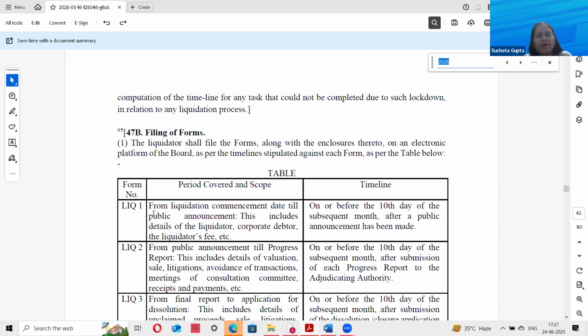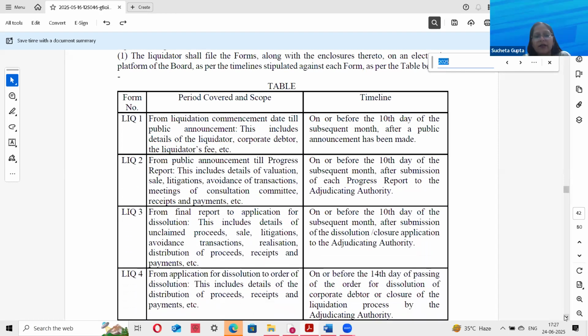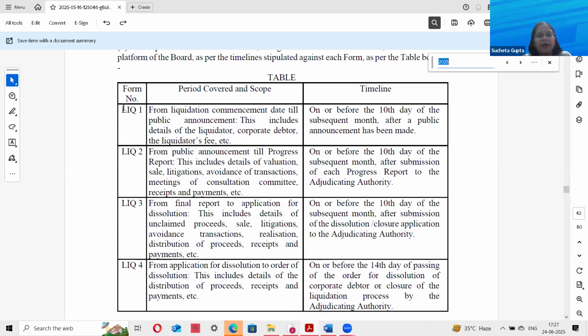So, the Liquidation 1 form. Since CP forms have changed, CP4 was there earlier, but now this is the Liquidation 1 form, from the liquidation commencement date till the public announcement. This includes details of the liquidator, corporate debtor, the liquidation fee, etc. It is required to be filed on or before the 10th day of the subsequent month after the public announcement has been made.